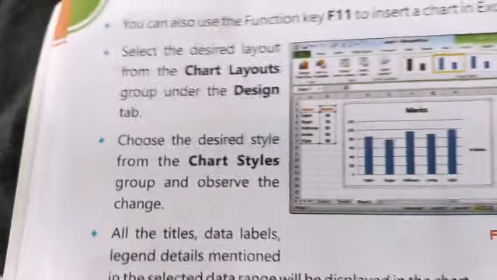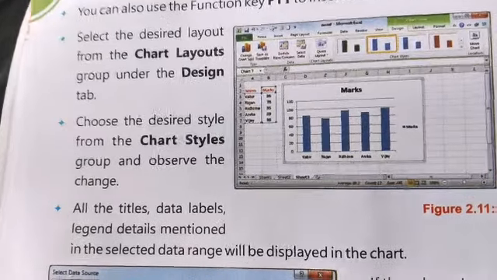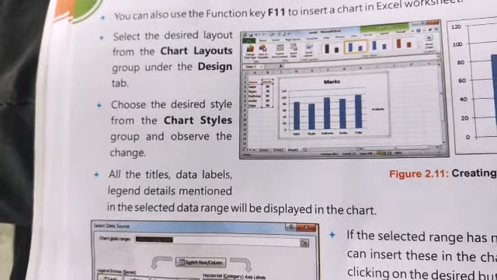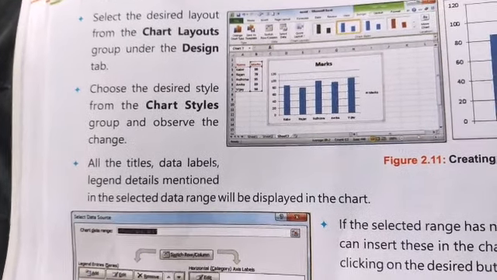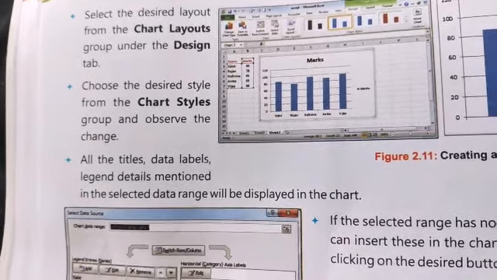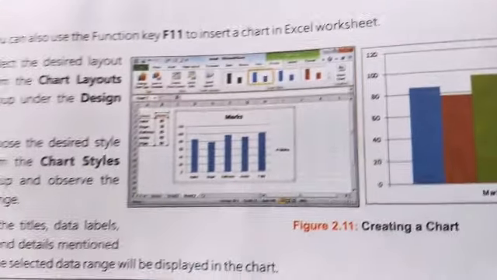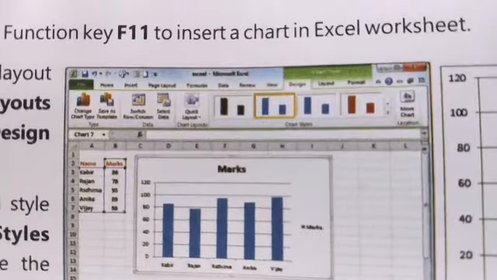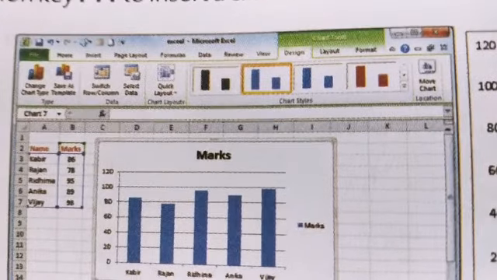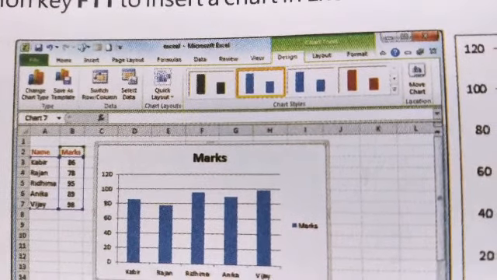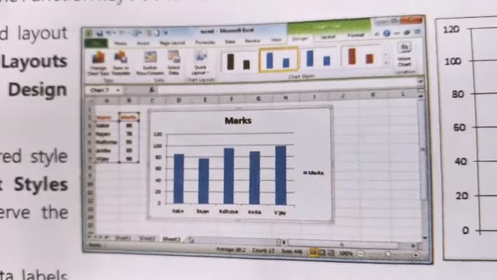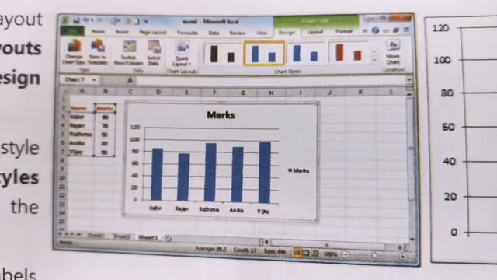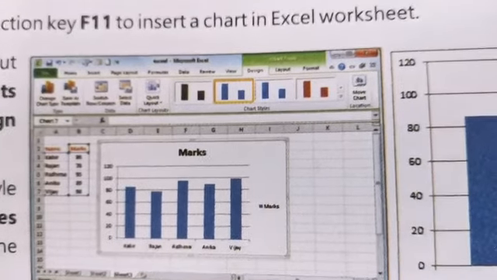After that you have to select the chart layout under the Design tab. Choose the desired style for the chart and observe the change. All the titles, data labels, legends, and details mentioned in the selected data range will be displayed in the chart. See here, heading, chart, legends and everything is displayed on the chart.